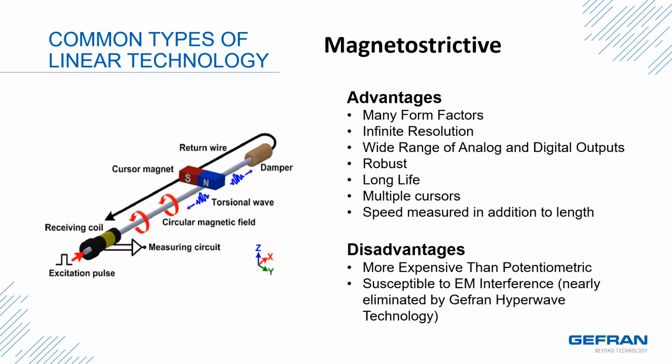There are disadvantages to magnetostrictive technology. They are more expensive than potentiometric. They are susceptible to EM interference. This, however, is nearly eliminated by Gefran hyperwave technology. I will be doing another technology overview focused entirely on magnetostrictive linear transducers in the coming weeks.